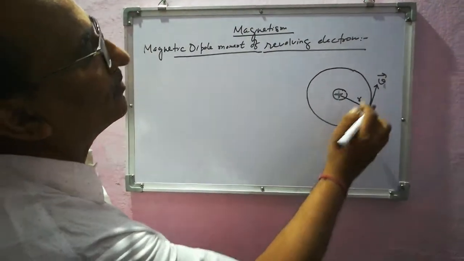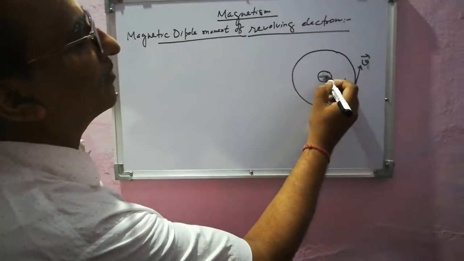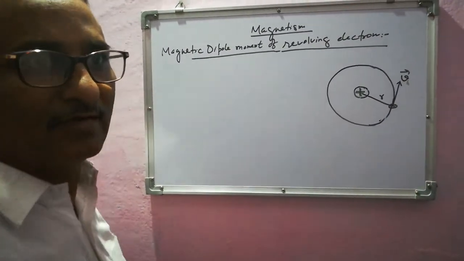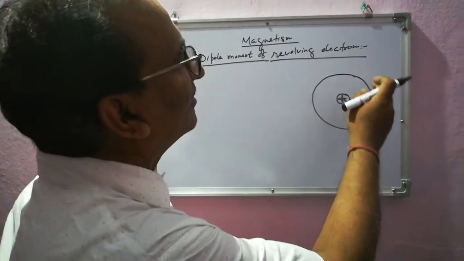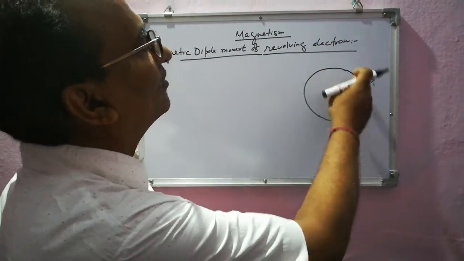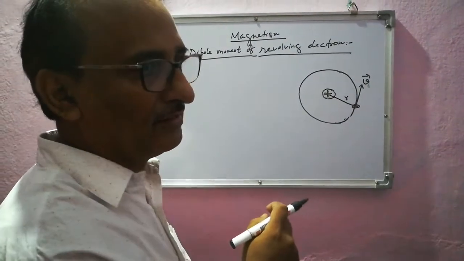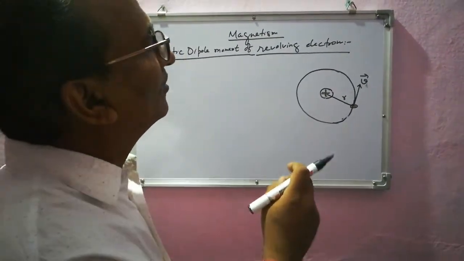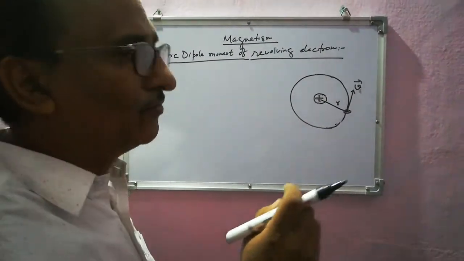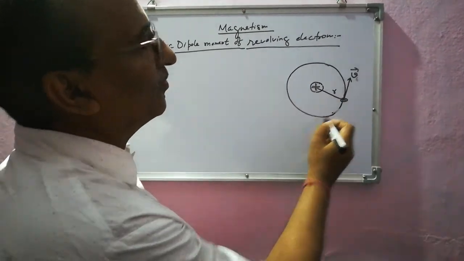As the electron is revolving in its orbit, the revolution of the electron constitutes an electric current. You know that the flow of charge is current, and here electrons are charged particles, so due to the revolution of electrons in the orbit, charge is flowing in the orbit, hence current is constituted. So this orbit can be considered as a small current carrying circular loop, hence it possesses a dipole moment.